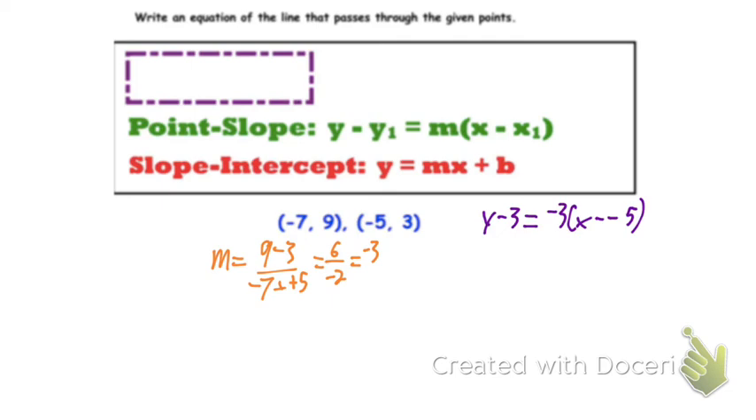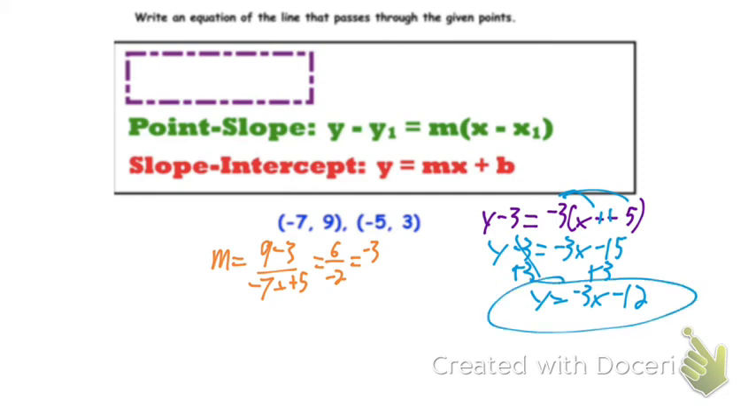Now, we have 2 steps here. We have to distribute and add. Before we distribute and add, x minus a negative 5 is x plus a positive 5. Now we distribute. Y minus 3 equals negative 3x minus 15, because negative 3 times a positive 5 is negative 15. Add 3. Y equals negative 3x minus 12.